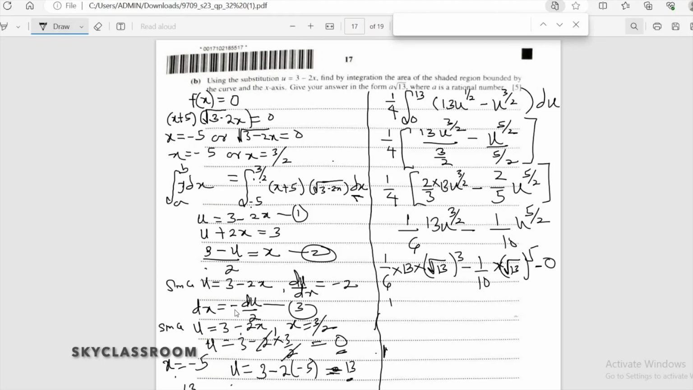So from here we have 13 over 6. Use your calculator. Root 13 cubed will give us 13 root 13 minus 1 over 10. Root 13 raised to power 5 will give us, okay, I think I should do it like this. Sorry.